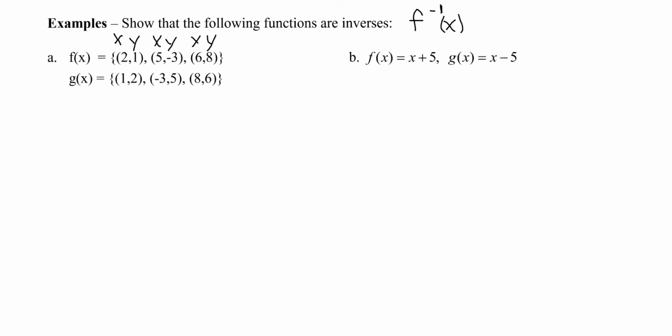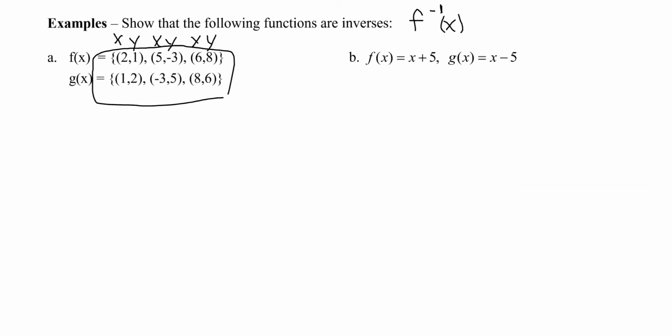For the second ordered pair, it's (5, -3), and then they did (-3, 5), and then (6, 8) turned into (8, 6). So because they switched the ordered pairs, the x and the y values, this is an inverse of each other, and we just checked by looking at they switch the domain and the range.